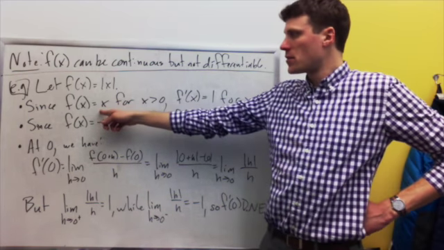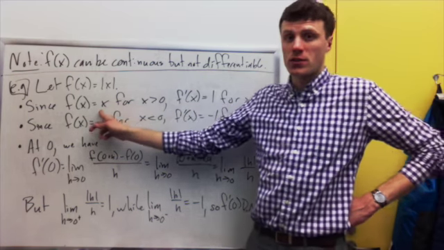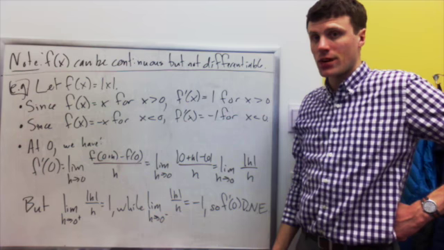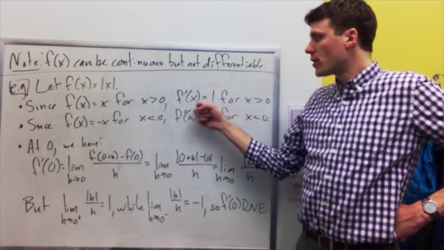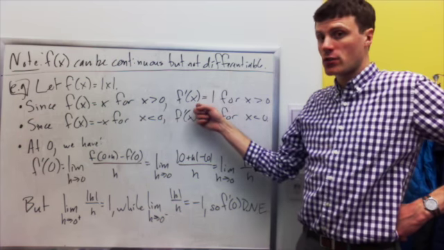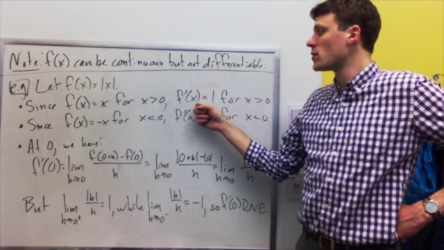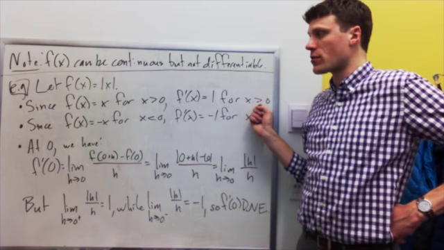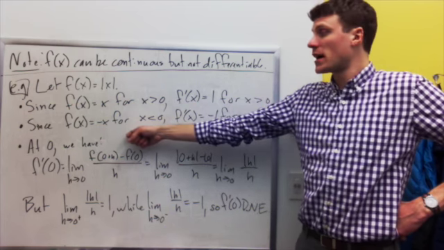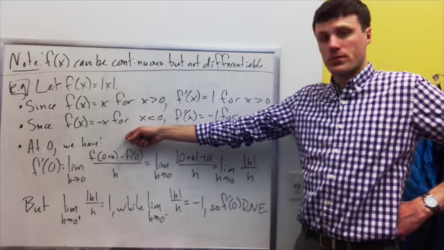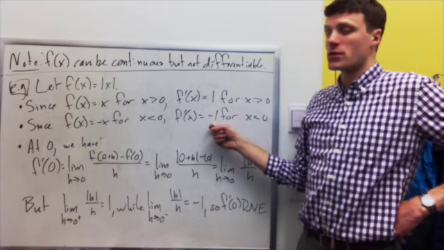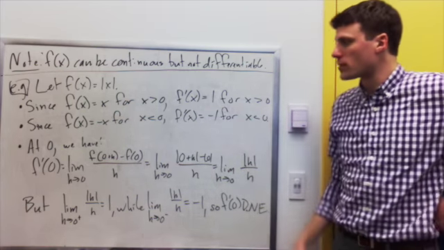For positive values of x, f of x is just equal to the function x, which is a line with constant slope 1. So its derivative, which is the slope of the line, is 1 for all x greater than 0. f of x is equal to negative x for x less than 0, which is a line of slope negative 1, so the derivative is negative 1 for x less than 0.